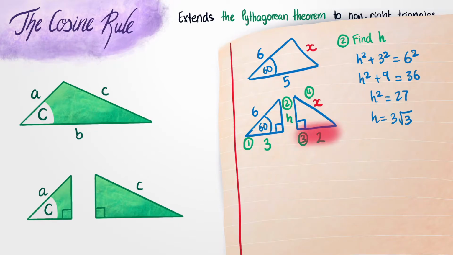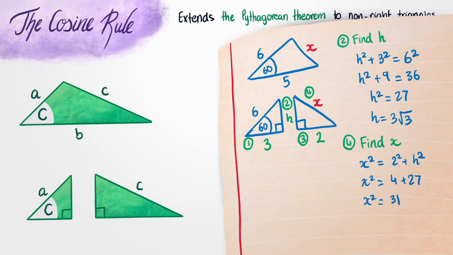Now that we know the length of this bottom side, we can perform Pythagoras' theorem on this triangle over here. Now we know that h is 3 root 3, and that means that h squared is just 27. Also, 2 squared is 4. Now 4 plus 27 is just 31, and that means x is just the square root of 31. We assume lengths can't be negative, so I don't include a plus minus here.